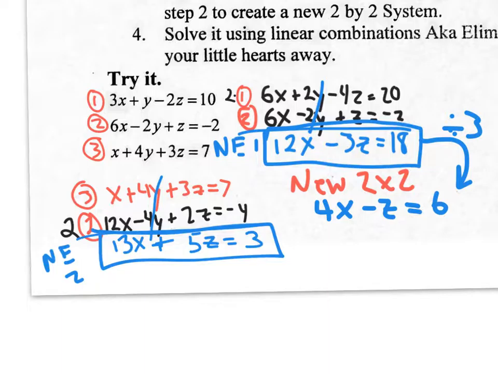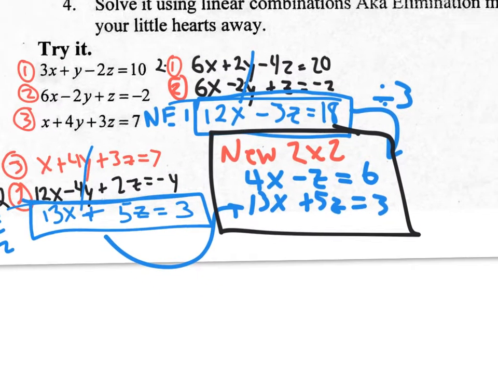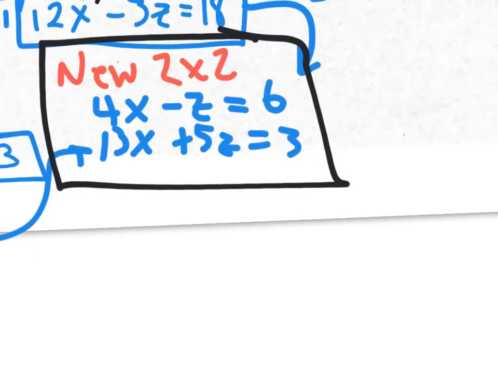And the new equation number 2, there's nothing to reduce. 13, 5, and 3, nothing in common. So I'm just going to rewrite it right here. And that'll be 13x plus 5z equals 3. So we have our new 2 by 2 system right here. And we all know how to solve 2 by 2 systems. So let's do it. Let's focus in on this 2 by 2.